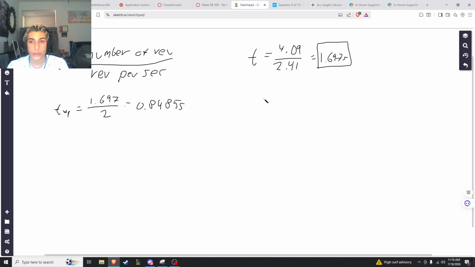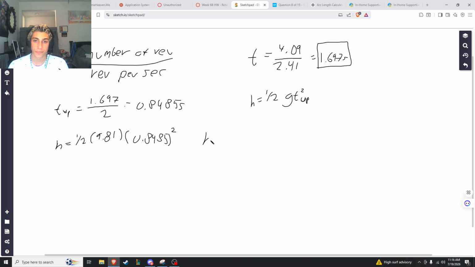Then we want to use this equation right here. H equals 1 half g t squared, and this is going to be the t of up. And now we just fill it in. So h is going to equal 1 half times 9.81, this is gravity, times the time that we just got, 0.8485 seconds, squared.